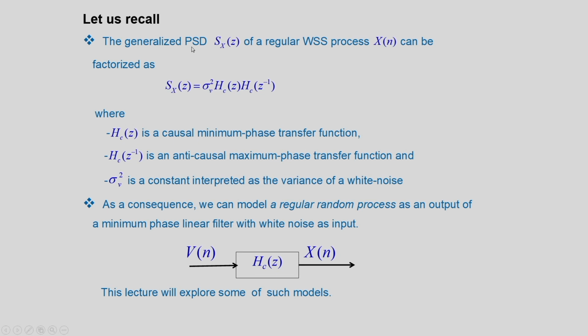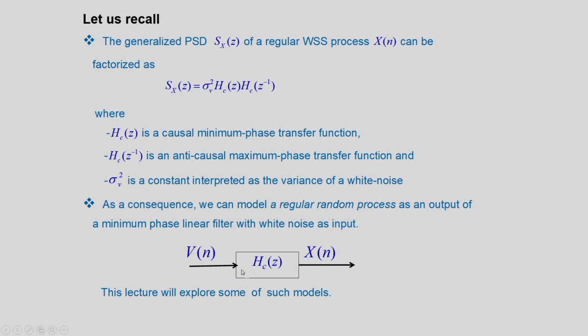The generalized PSD S_X(z) of a regular WSS process Xn can be factorized as S_X(z) = sigma_v squared H_c(z) H_c(z inverse), where H_c(z) is a causal minimum phase transfer function, H_c(z inverse) is an anticausal maximum phase transfer function, and sigma_v squared is a constant which can be interpreted as the variance of a white noise. As a consequence, we can model a regular random process as an output of a minimum phase linear filter with white noise as input.